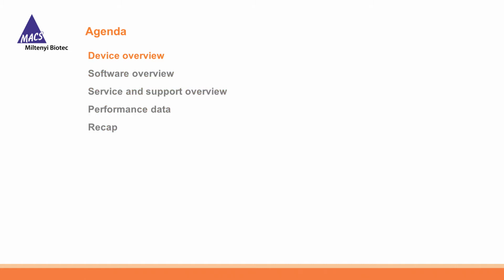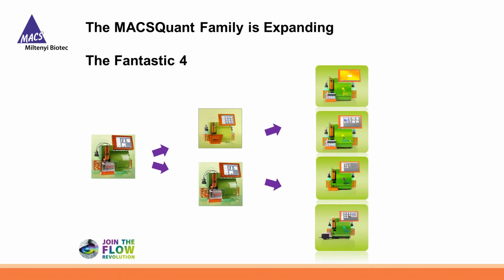So to start with the device, we launched our first flow cytometers in the 2008-2009 timeframe with the MACSQuant Analyzer. This is a 3-laser 7-color device. This grew into what we know as the MACSQuant Analyzer 10, which added an additional detector, giving you a 10 parameter, 8-color flow cytometer. And then in 2011, we launched the MACSQuant Vibe Analyzer, which incorporated a 561 yellow laser.